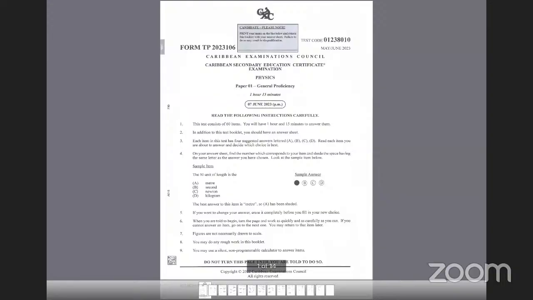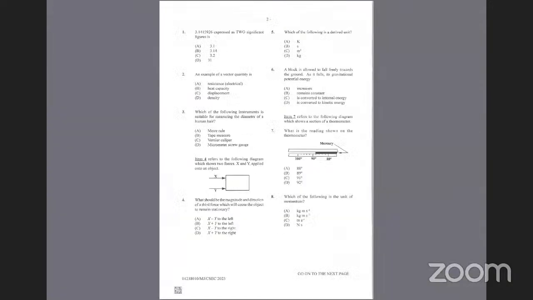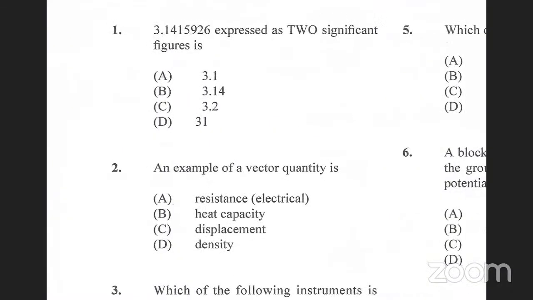All right, let's go with this one here. What's this? This is June 2023, right? All right, let's go with this. Right, two significant figures. That'll be just 3.1. So that'll be A, right?